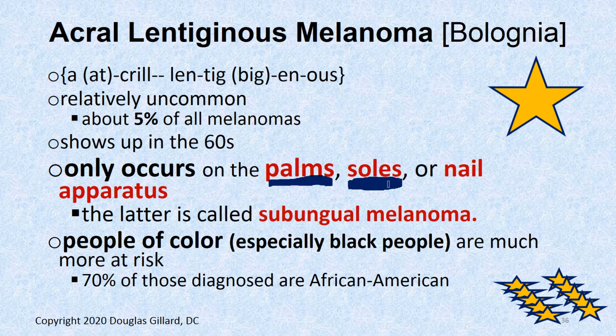So people of color are much more at risk for this type. 70% of the people diagnosed with ALM are African Americans. So just like superficial spreading melanoma is more of a white person's disease, this is more of a people of color type disease, namely African Americans.